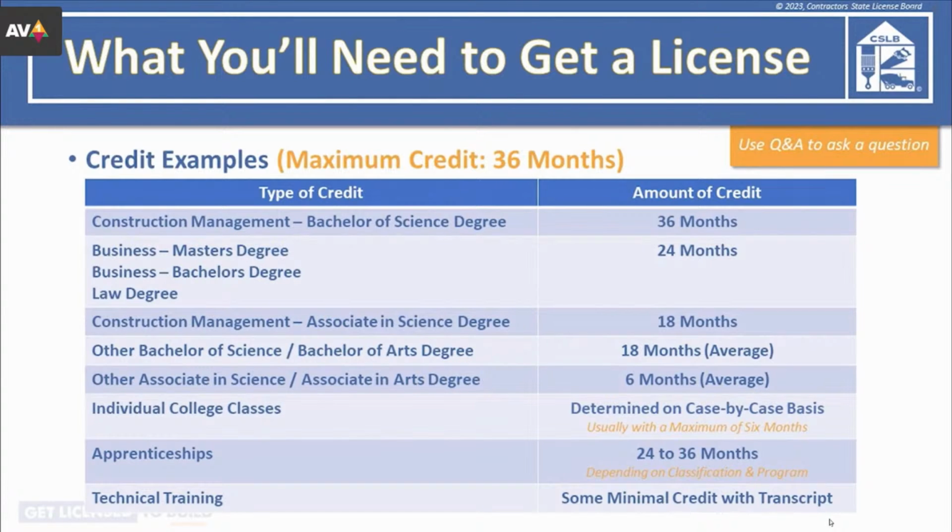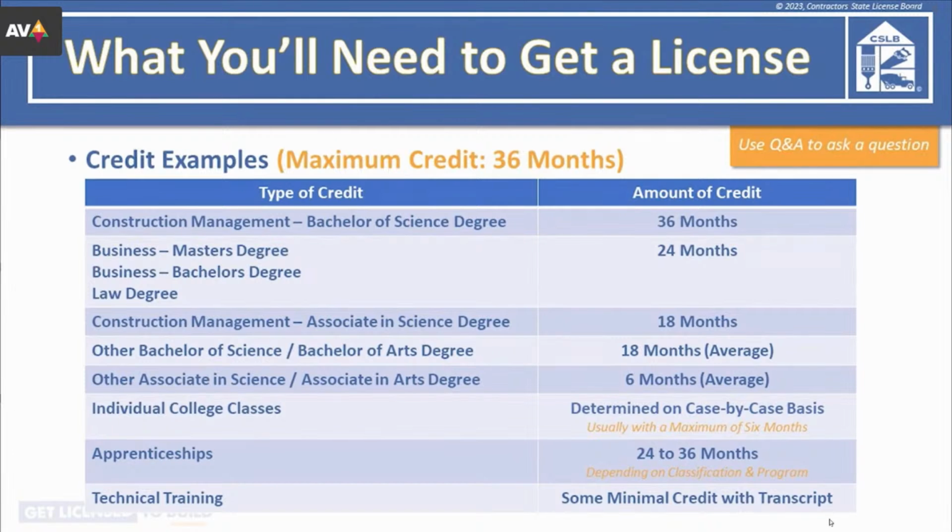A bachelor's degree in some other major will get you an average of 18 months credit. An associate degree in a major besides construction management will get you an average of 6 months credit. Credit for individual college classes is given on a case-by-case basis, usually with a maximum of 6 months credit.